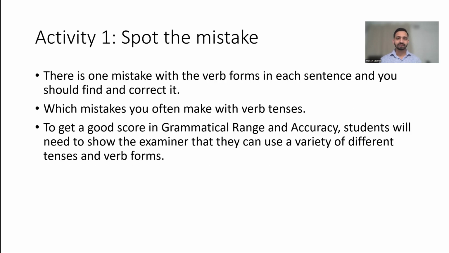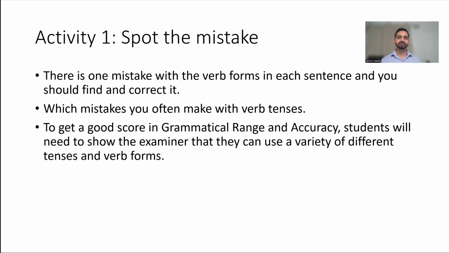Okay, let's do our first activity. The first activity is spotting the mistake. There is one mistake with the verb form in each sentence, and you should find and correct it, all right? So in this activity, when I show you the mistakes, you will have to spot the mistake and correct it. Let's test your understanding of the grammar, all right? Which mistakes do you often make with the verb tenses? So think about your own mistakes.